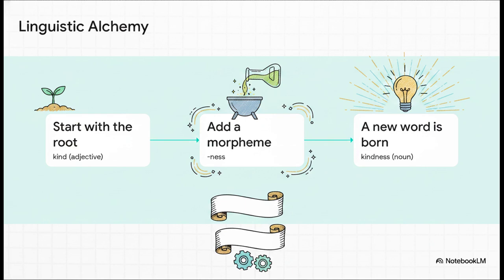It's kind of like linguistic alchemy. You start with a root word, kind, which is an adjective. Then you bolt on a derivational morpheme, in this case, ness. And just like that, poof, a brand new word is born, kindness, which is now a noun.